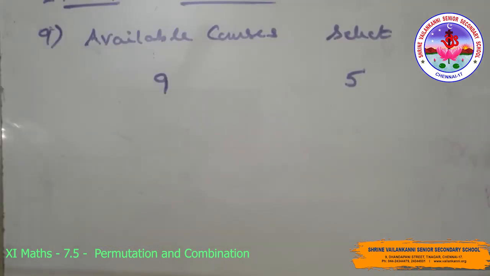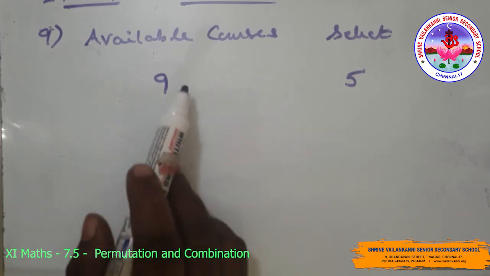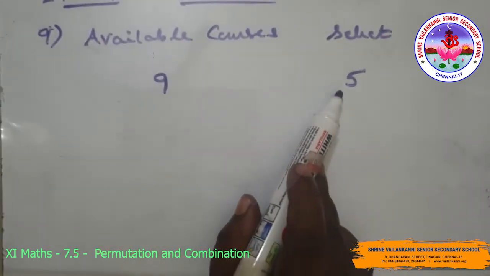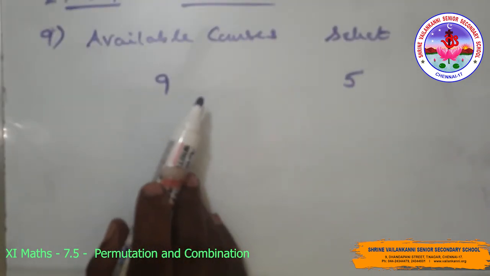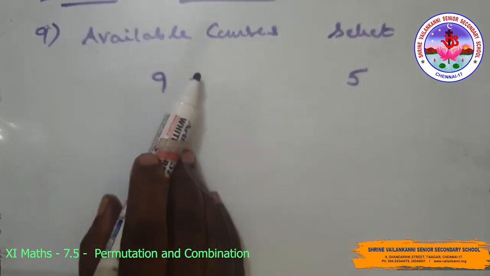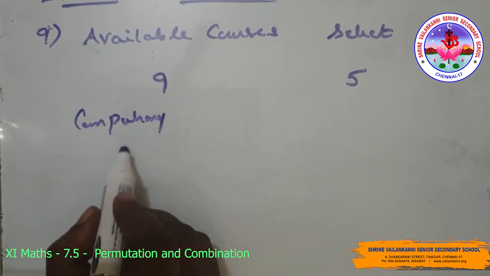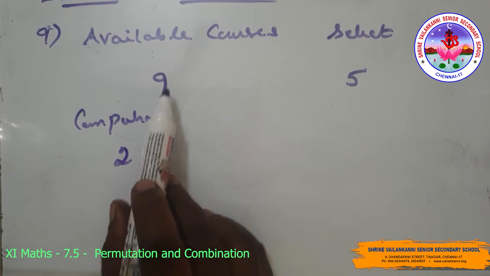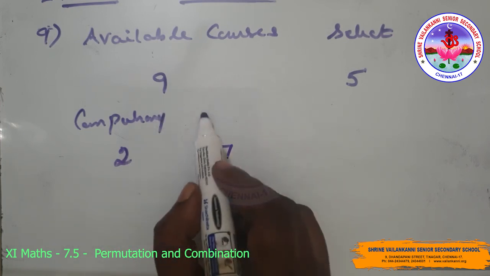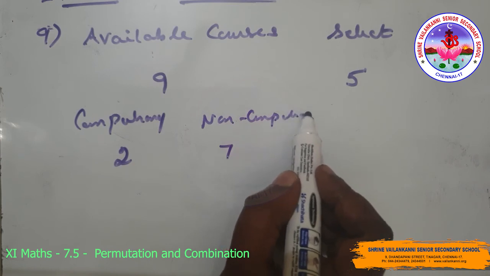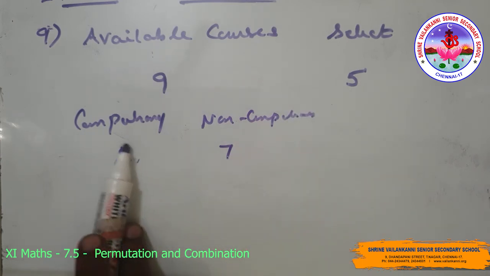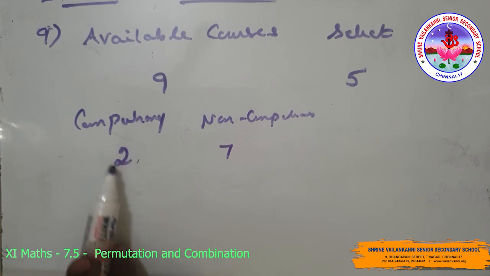Ninth question: in how many ways can a student choose a program of 5 courses if 9 courses are available and 2 specific courses are compulsory for every student? So available courses are 9, out of which we have to select 5 courses in which 2 specific courses are compulsory. So out of the available courses, we have 2 courses which are compulsory. So 9 minus 2, which is 7, are non-compulsory courses.